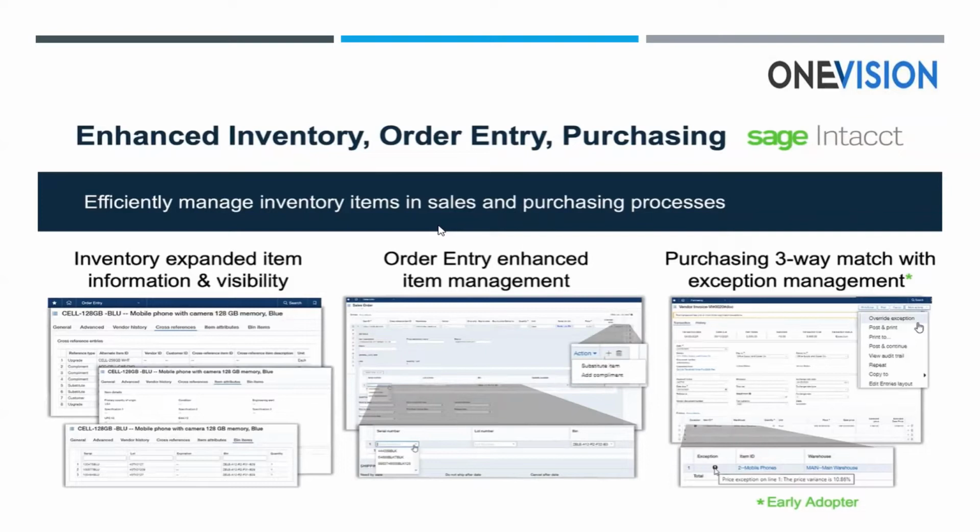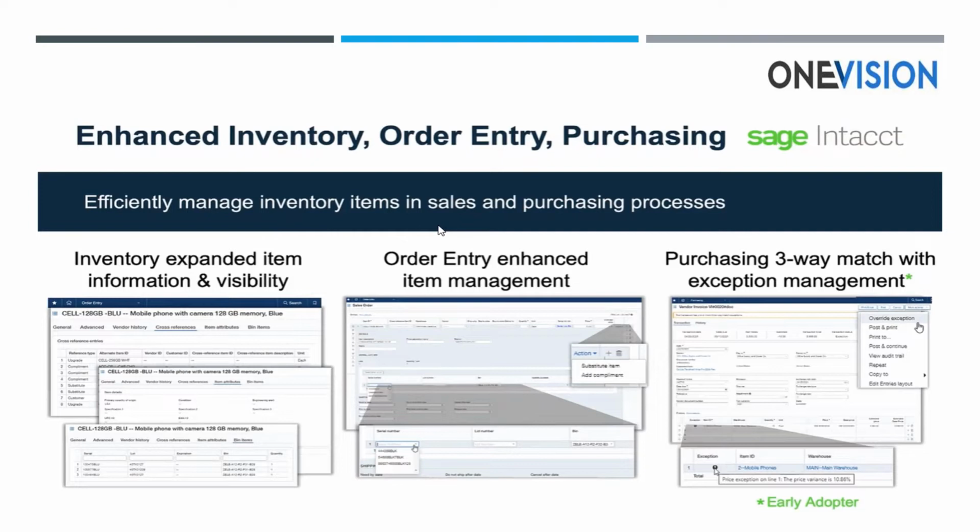Previously, when items tracked by serial, lot, or bin number were entered in order entry, serial, lot, or bin numbers were gleaned from reports, then entered into sales transactions, a clumsy manual process. With Release 2, serial, lot, or bin numbers are automatically looked up and available from drop-down lists. Also, there are now expanded rules for handling negative inventory.